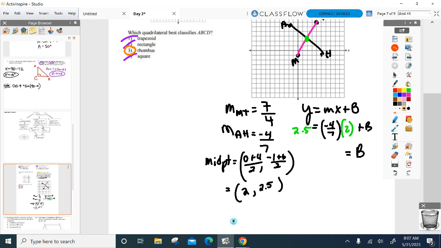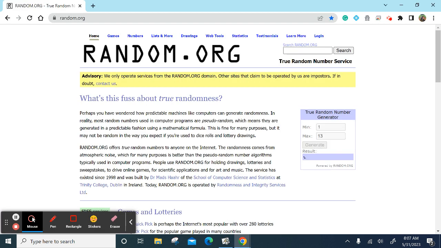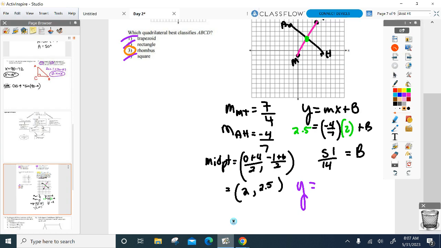And again, I know it's not pretty. I warned you, 51 over 14 for your b value. And then now put it together, write the equation of that diagonal. y equals, what do we find as the slope again for that diagonal? Negative 4/7. Yeah. Negative 4/7 x plus 51 over 14.